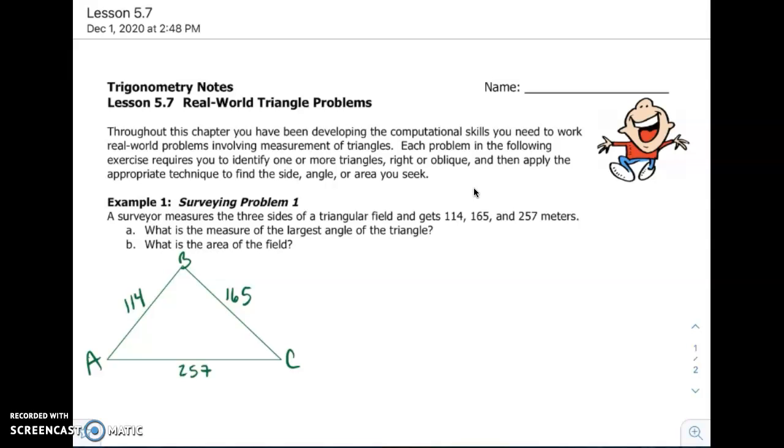Now part A, they want us to find the largest angle. So we need to decide what is the largest angle. So right now, ask yourself, which one do you think is the largest? And we know in geometry that the smallest angle is opposite of the smallest side of the triangle, and the largest angle is opposite of the largest side of the triangle. So hopefully you were thinking to yourself, B is the largest angle because it is across from the largest side. So that is what they want us to find.